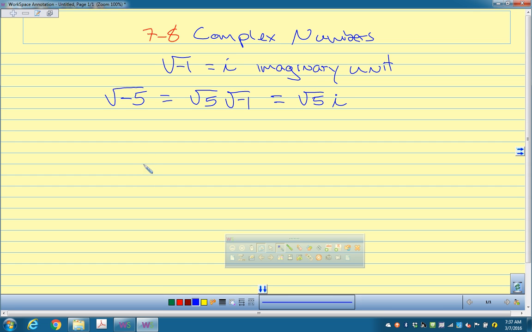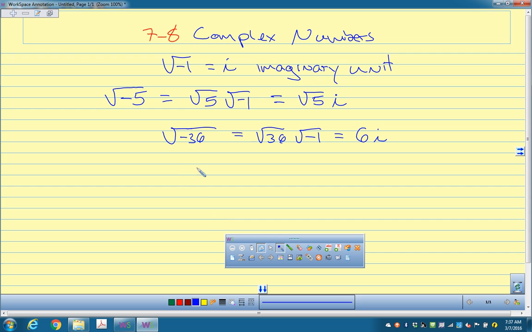Questions? Easy? Okay. Who can tell me how I could rewrite negative square root of 36? Go ahead, Cole. You could take out the square root of 36 and the -1. Square root of 36 times square root of -1. What is the square root of 36? 6. So I could rewrite this as 6, what? 6i, just like that. Okay?